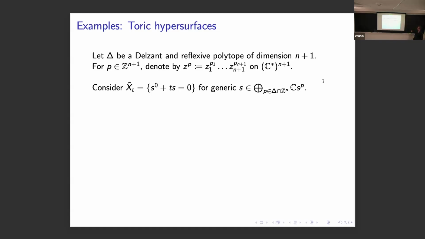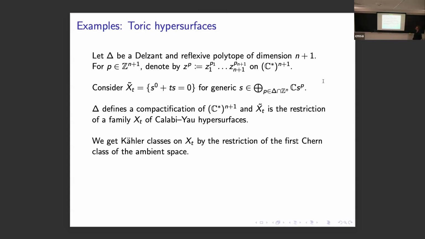So this is not, of course, compact, but this polytope also defines a certain compactification of C star to the n+1. And then this family will be the restriction for each t. You get that this X tilde t is the restriction of something in this compactification, and that will be a compact Calabi-Yau. But this gives a very explicit thing if you just work over C star to the n+1. And we also get Kähler classes by restricting the first Chern class of the ambient space, which will be a Kähler class in this case.